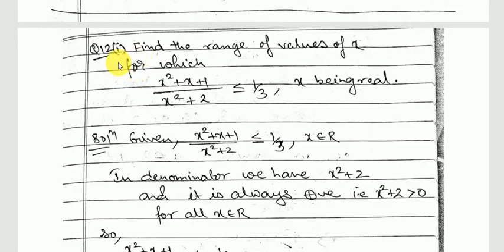Okay, children, so now let us see question number 12.1. Here it says find the range of values of x for which (x square plus x plus 1) upon (x square plus 2) is less than equal to 1 by 3, x being real.